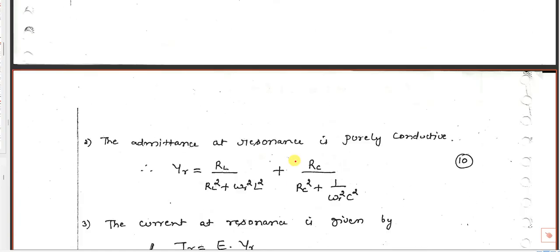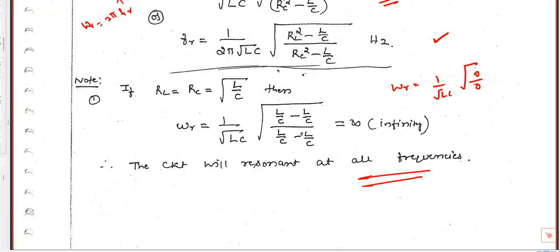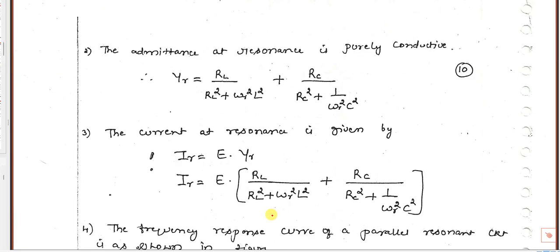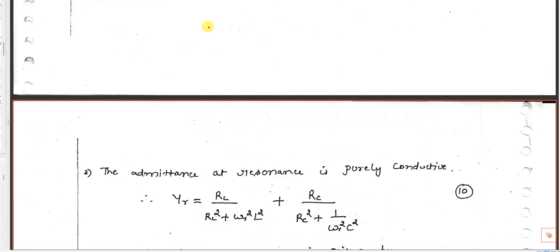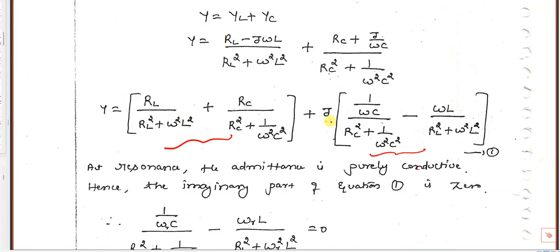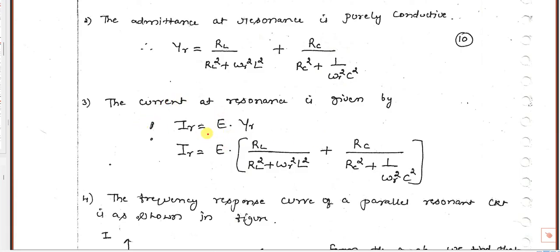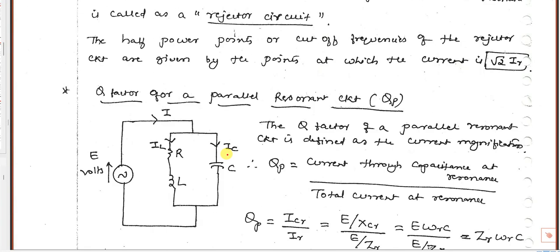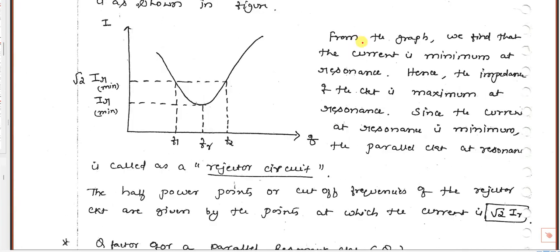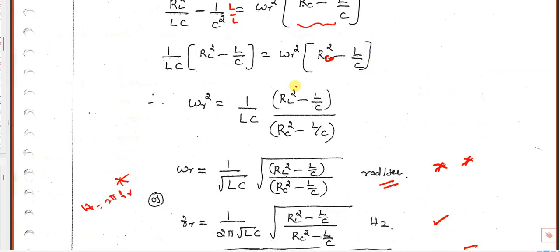This is the admittance. You can stop here only, no need to go further. These are additional parts. This is the total admittance. Only at resonance does the circuit behave as purely conductance. Y at resonance is equal to only this much. And current is given by IR equal to E into YR. You can stop at this point. Up to here you have to write, and you will get 10 marks.